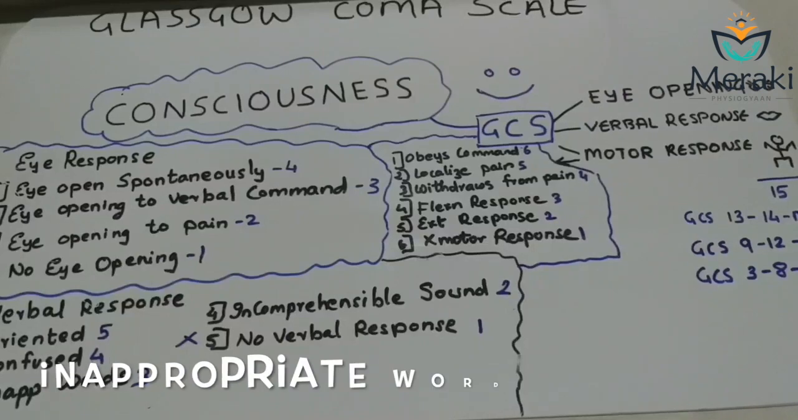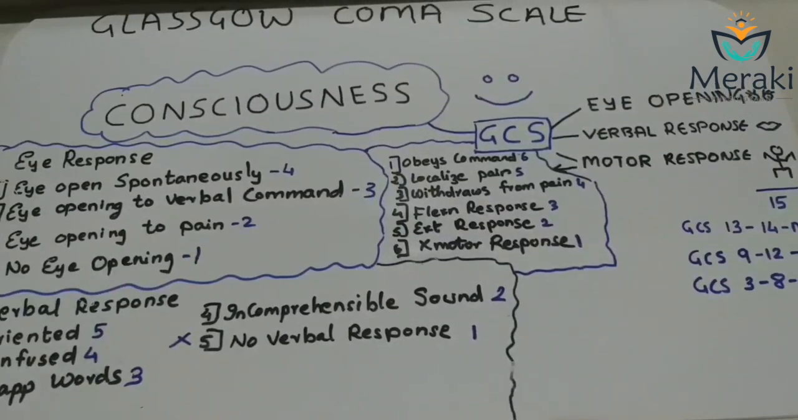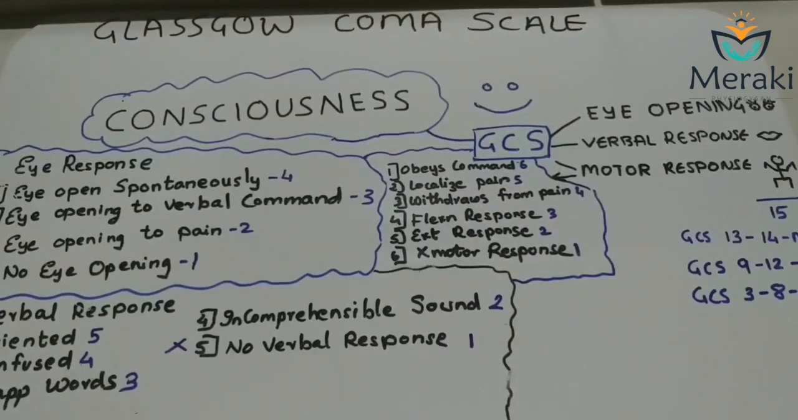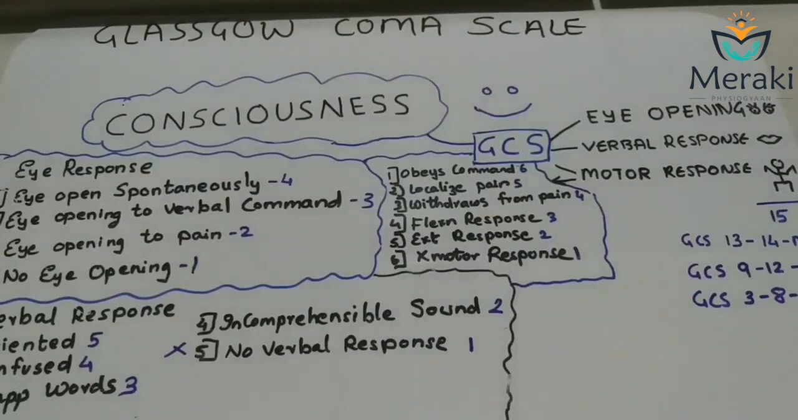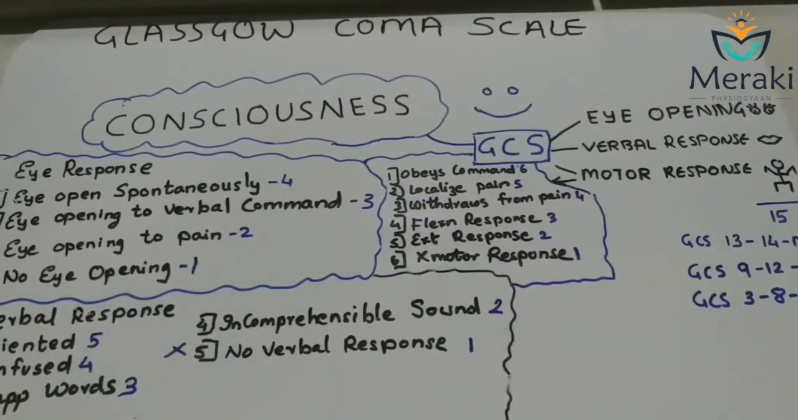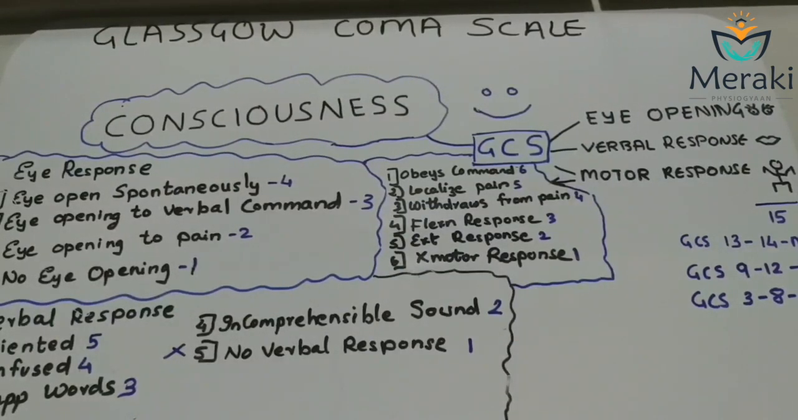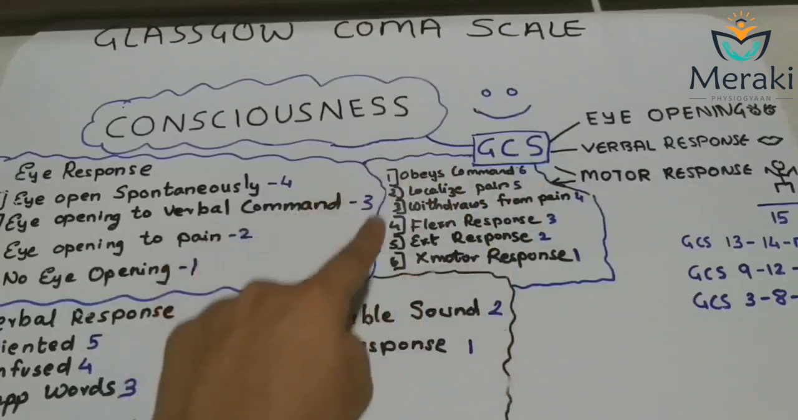If he is using inappropriate words that don't have any meaning, then you score him 3. If he's grumbling, mumbling, making sounds, then you score him 2. No verbal response at all, you score him 1. The next is motor response. Motor response has 6 components.